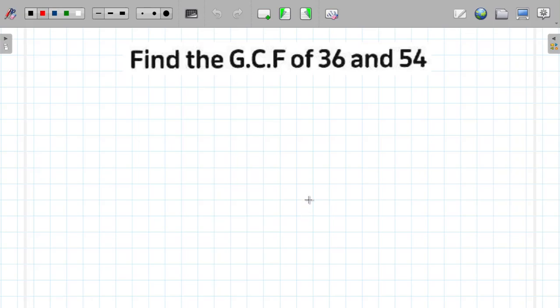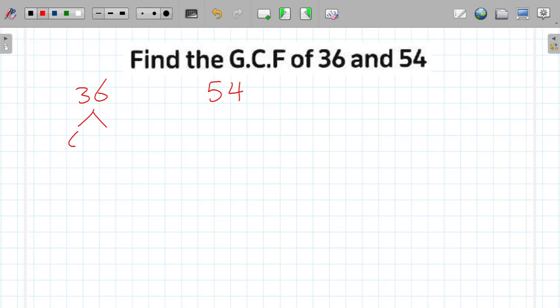Next, I want to find the greatest common factor of 36 and 54. And he didn't tell me which method I have to use. Okay, so let's try the factorization first, and after that we will use the listing method. First, I will factorize 36 and 54.